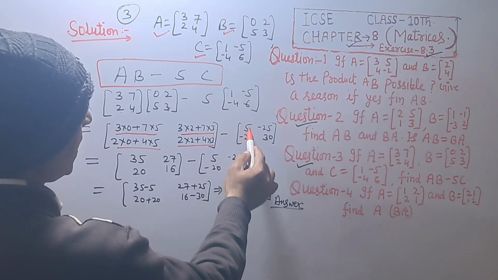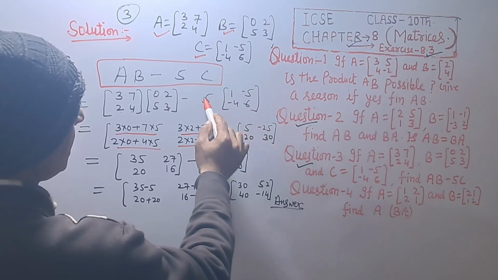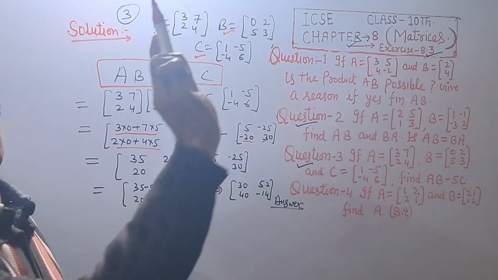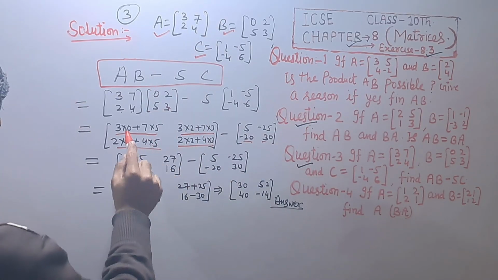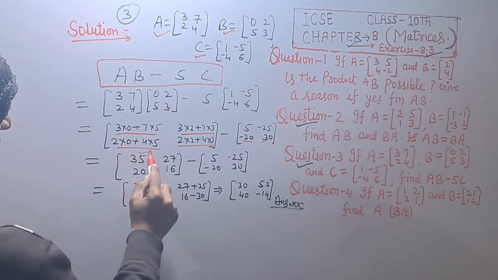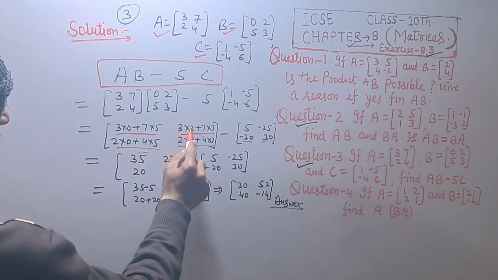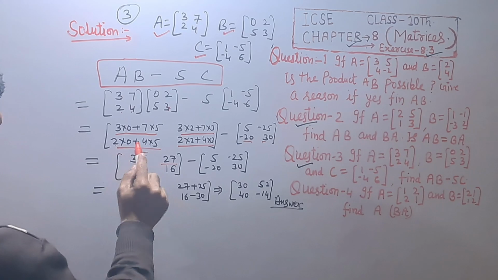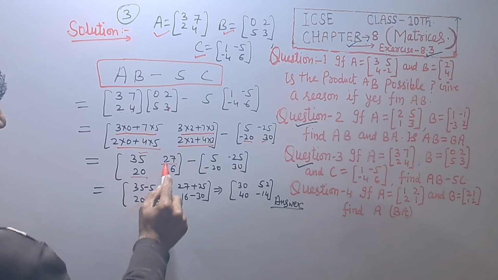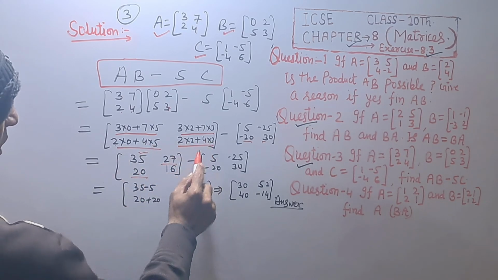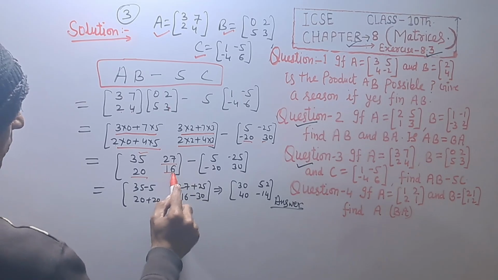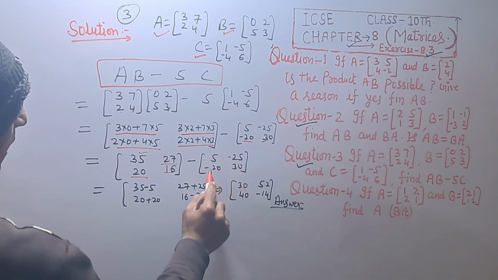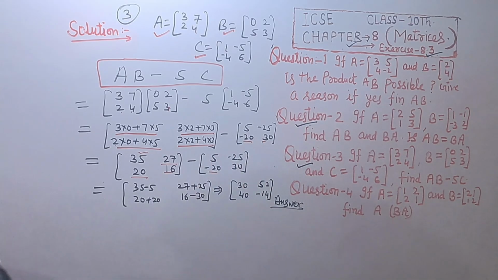Minus 5 multiplied by 1 is 5. 5 5s are 25. 5 4s are 20. And 5 6s are 30. So 35 plus 0 is 35. 3 2s are 6 plus 21, that is equal to 27. And 0 plus 20 is 20. 2 2s are 4 plus 12, that is 16. Minus 5, minus 25, minus 20 and 30.